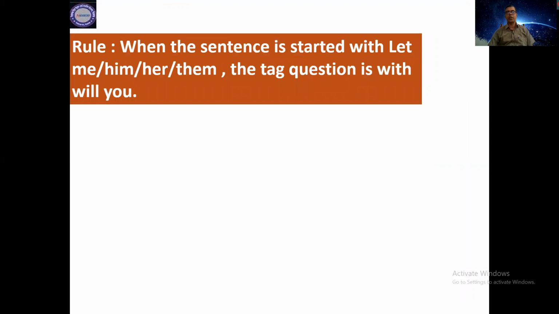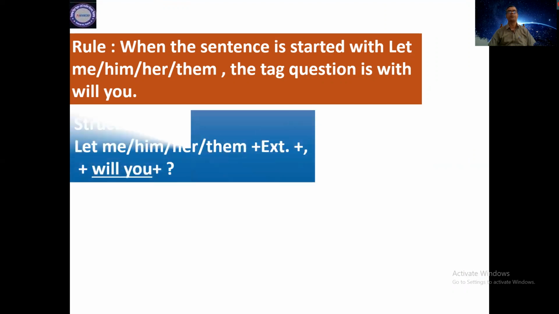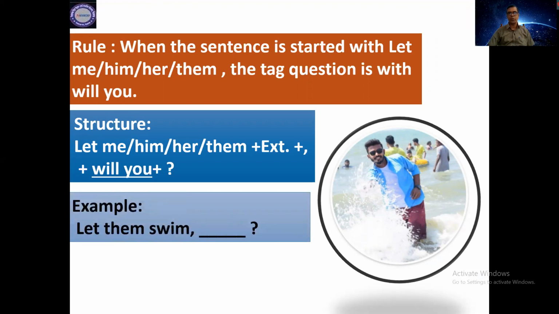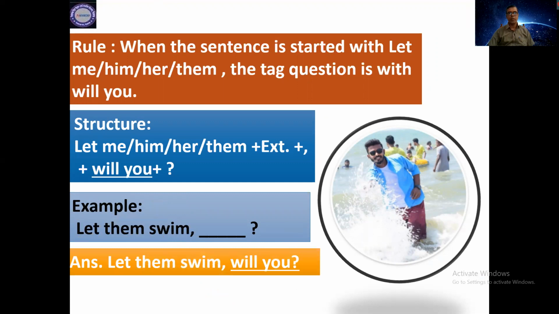When the sentence starts with let me, let him, let her, let them, let plus noun, the tag question is with will you. Let me, let him, let her, let them plus extension plus comma plus will you plus question mark. Look at the picture. The boys are swimming. So the example is: let them swim. Let them swim, will you?